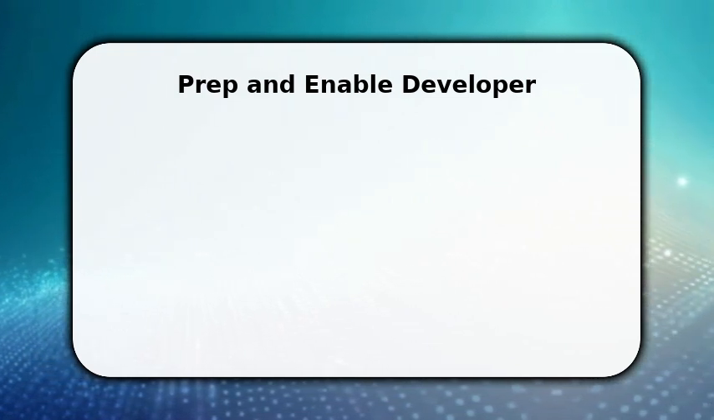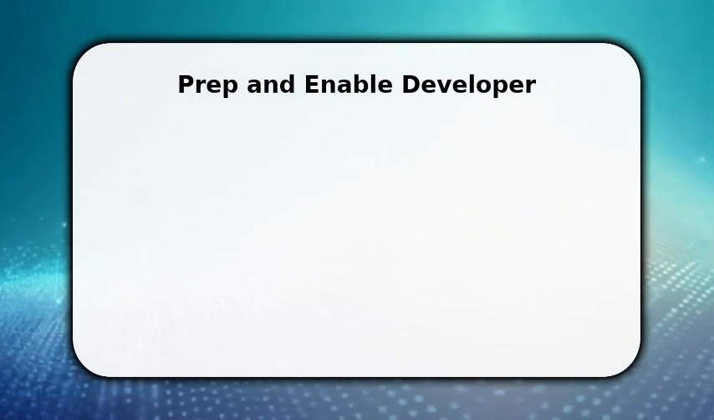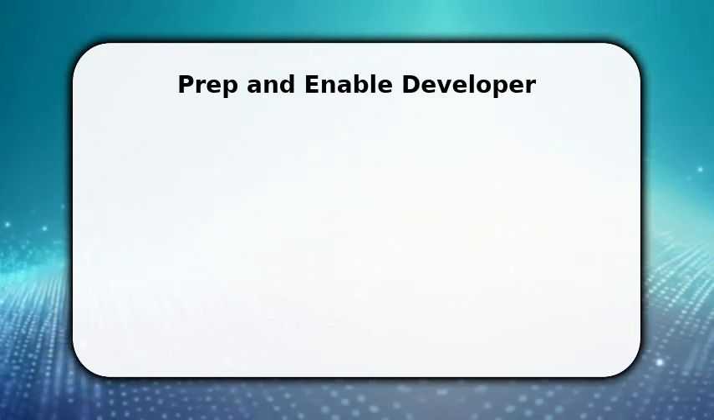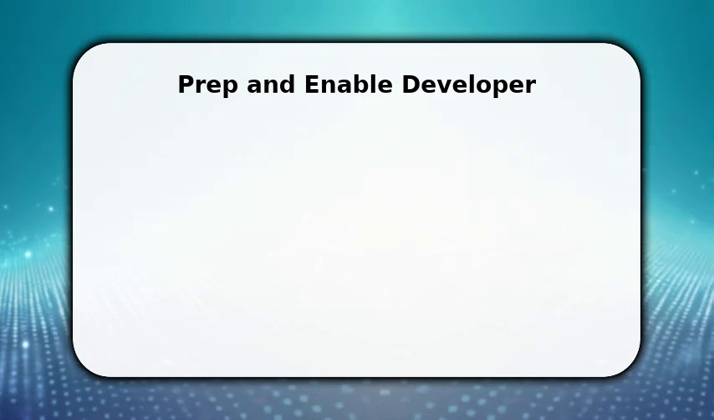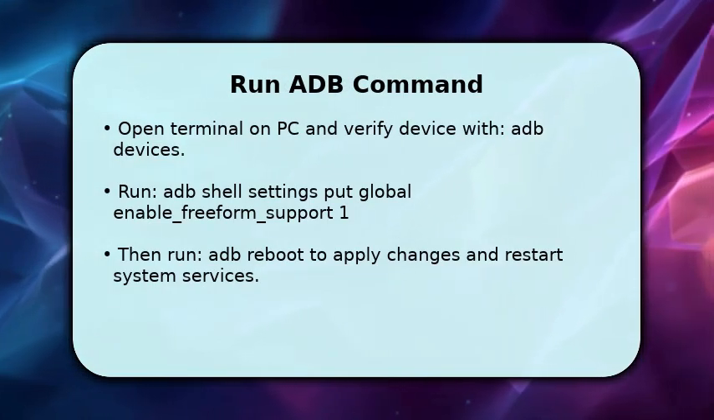Make sure the PC recognizes the device. Accept the debugging prompt on the phone. These 3 steps get you ready to run the single command that unlocks floating, resizable activity windows. No third-party overlays needed. Now you perform the critical ADB commands that enable freeform windows.